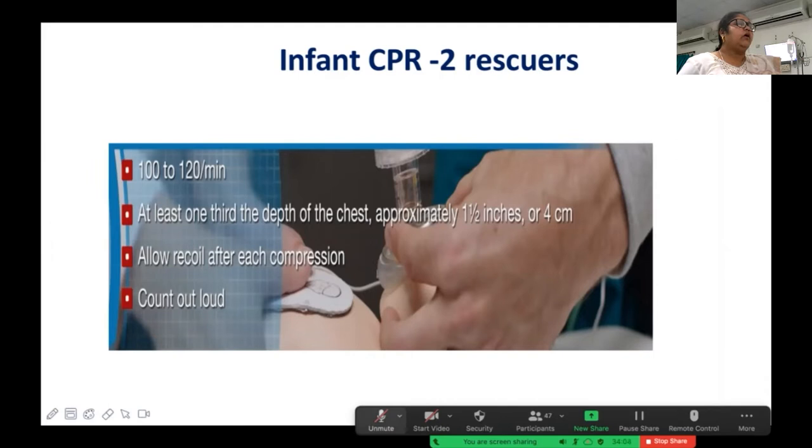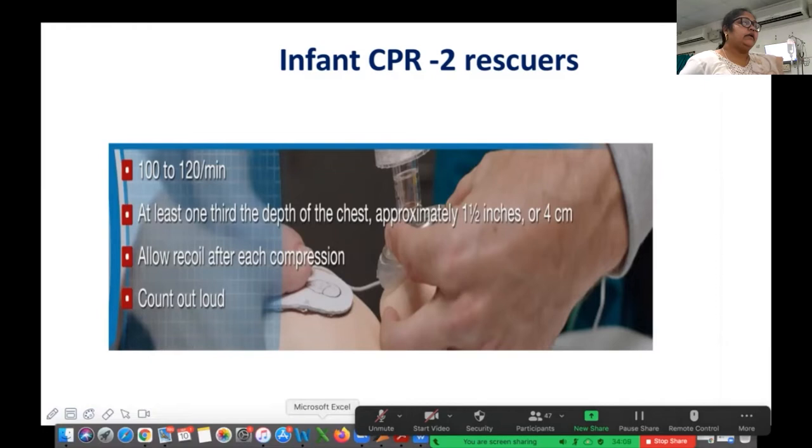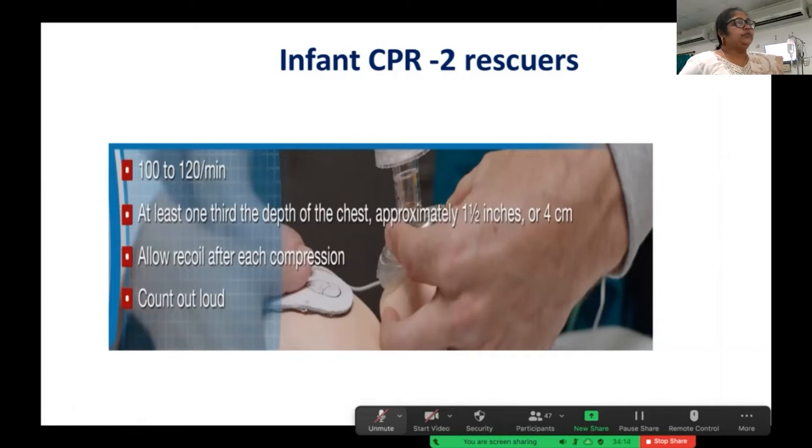And always remember to count aloud, because I might be an untrained nurse standing there wanting to do something else, and then I won't be attuned to what should be done. It is better to count aloud whenever we are giving CPR.